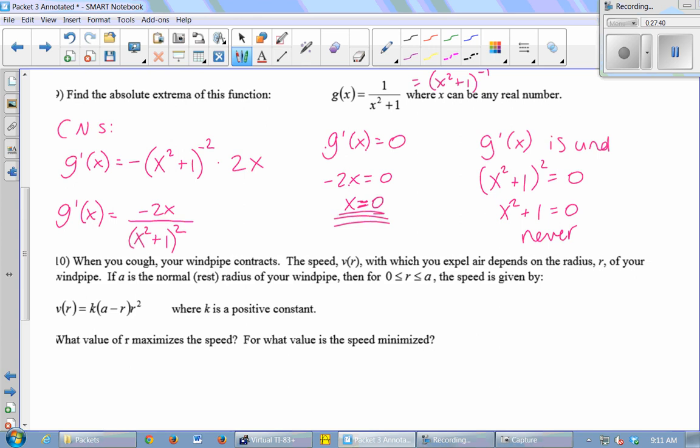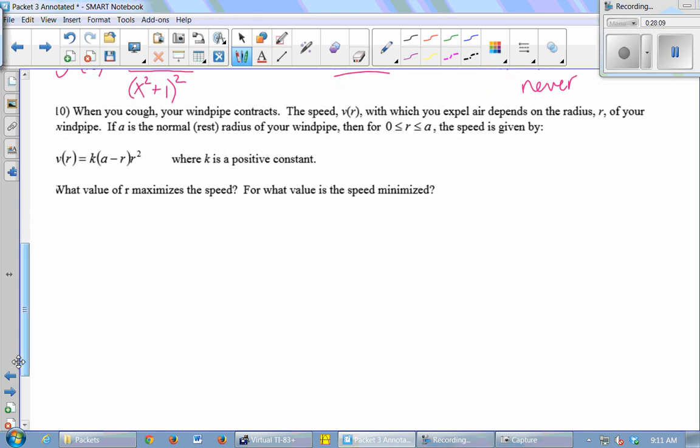The velocity of the air that you expel when you cough is given by this function. k, just some constant of variability, times a minus r, so the difference between your resting state and how closed your windpipe gets when you're coughing, times r squared, the radius of your windpipe when you're coughing. So what value of r maximizes speed? And for what value is the speed minimized on this closed interval 0 to a?